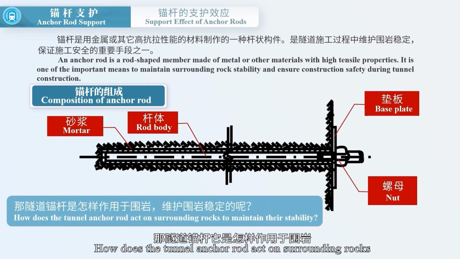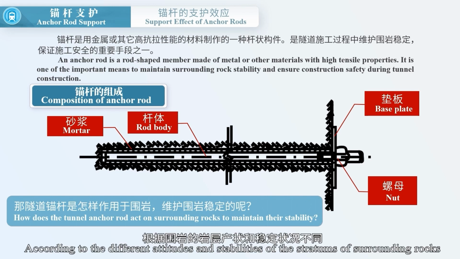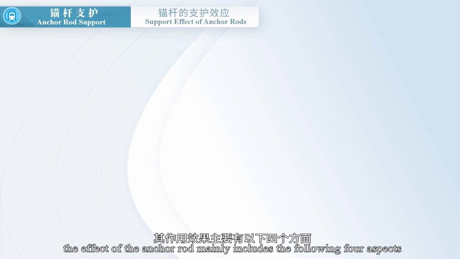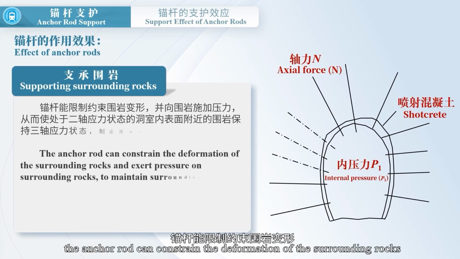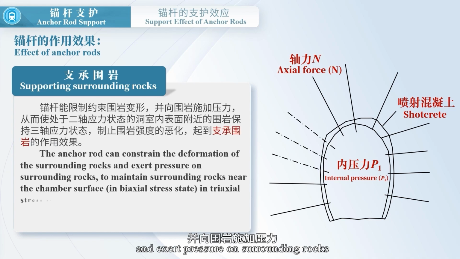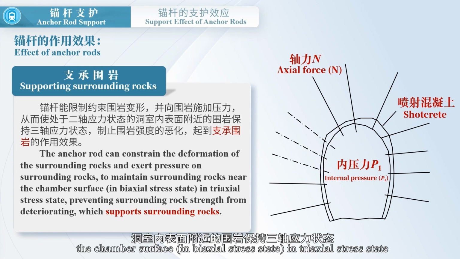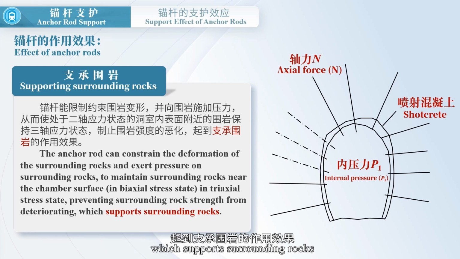How does the tunnel anchor rod act on surrounding rocks to maintain their stability? According to the different attitudes and stabilities of the stratums of surrounding rocks, the effect of the anchor rod mainly includes the following 4 aspects. First of all, the anchor rod can constrain the deformation of the surrounding rocks and exert pressure on surrounding rocks to maintain surrounding rocks near the chamber surface in biaxial stress state, in triaxial stress state, preventing surrounding rock strength from deteriorating, which supports surrounding rocks.